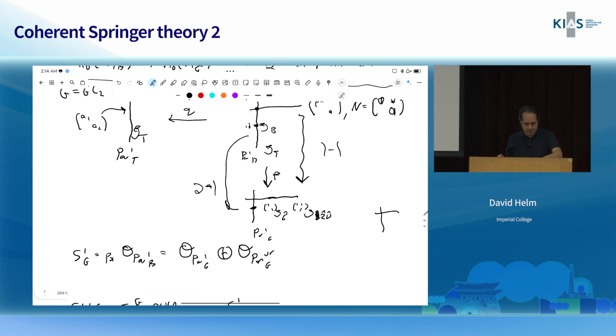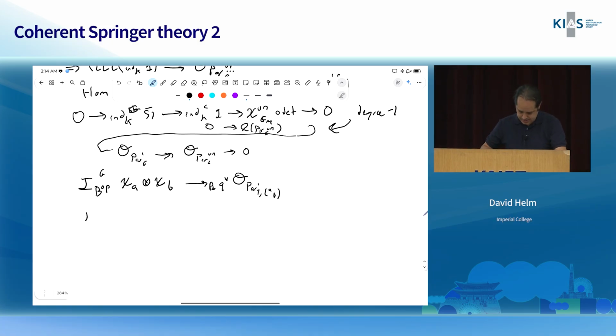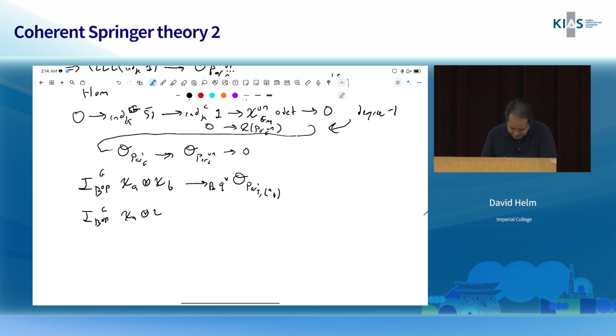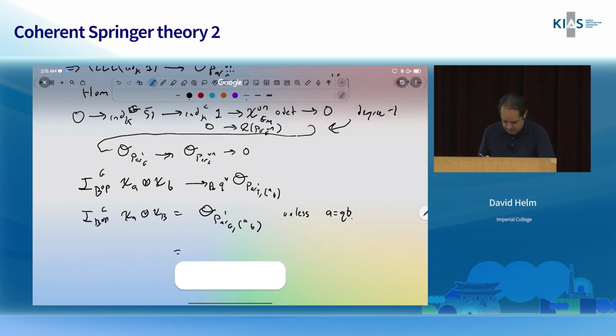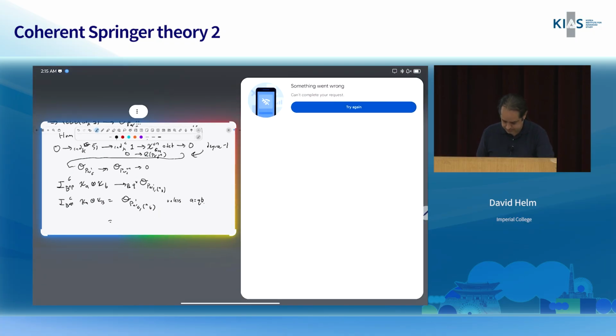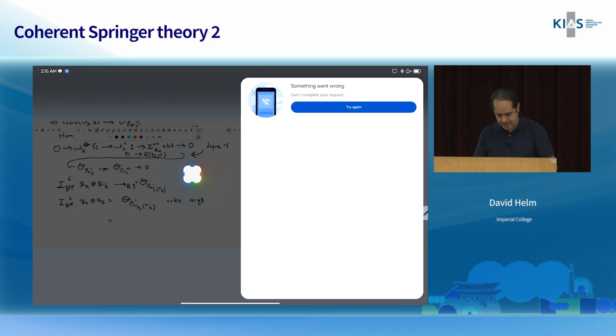And so if you write down what you get in these cases, I_B^op G, chi_A tensor chi_B, this is equal to the skyscraper sheaf on Par_1 G with coefficients AB, unless A is equal to QB, and it's equal to, if you work it out, so you also have to rule out A equals B. No, it's still equal to that in the case A equals B. What is going on here?